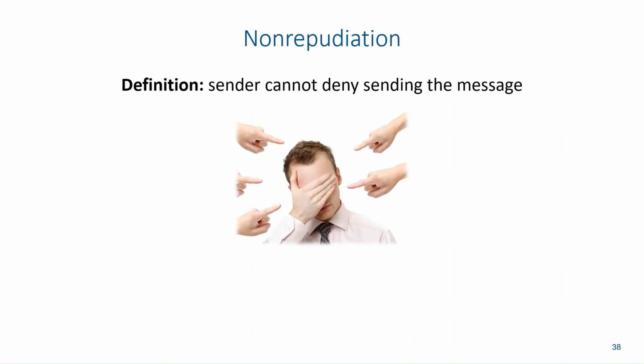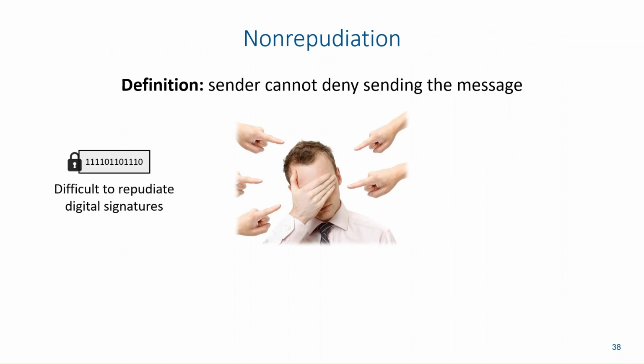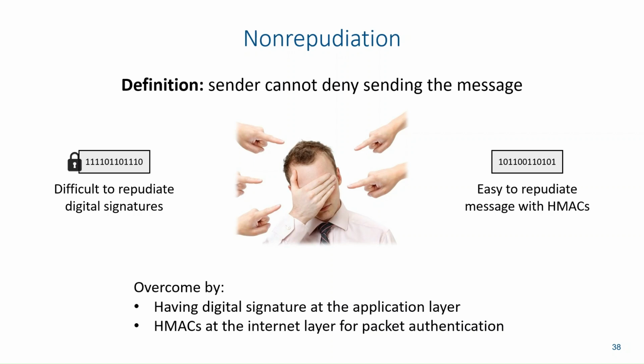So this brings us to the word nonrepudiation, which basically means that a sender cannot deny the sending of the message. With digital signatures, it's very difficult to repudiate. The reason being is that you attach your private key to that, and then it's decrypted with the public key. Whereas HMACs are easy to repudiate because we're just using it for authentication rather than to verify that it truly is coming from the individual. So we can overcome this by having digital signatures at the application layer. For example, when you send an email, you can have a digital signature there to verify that the email is coming from you.